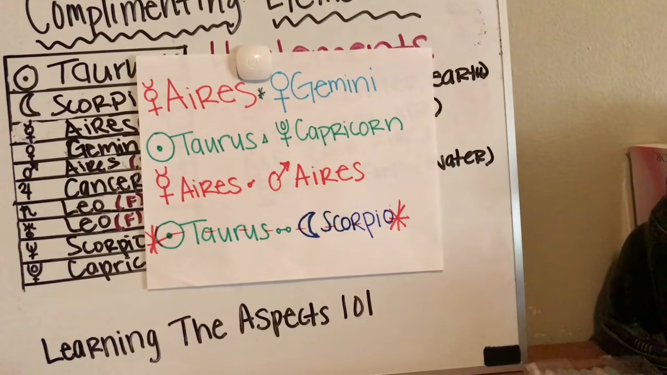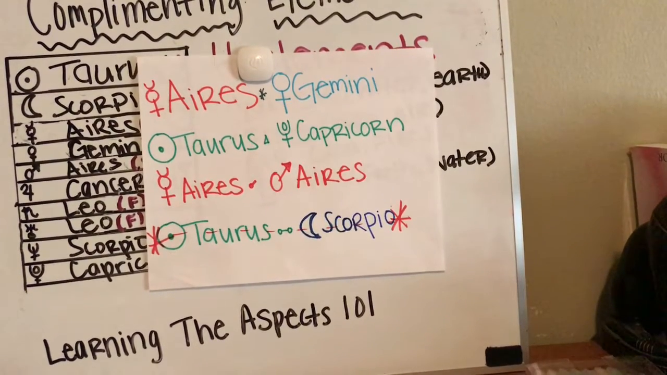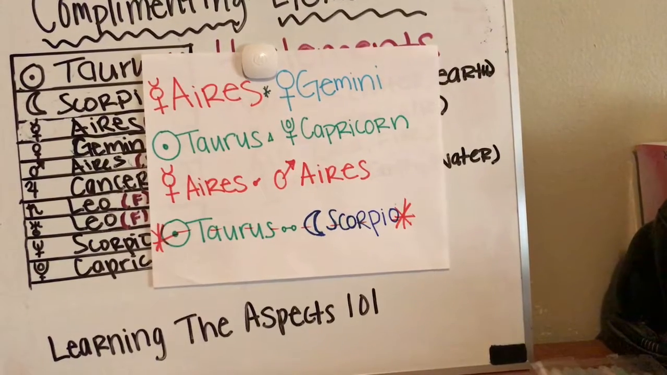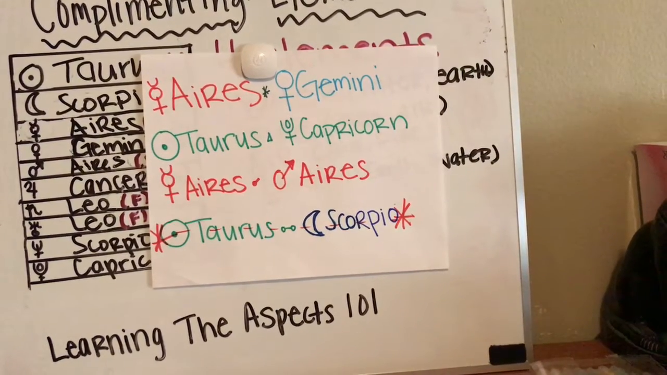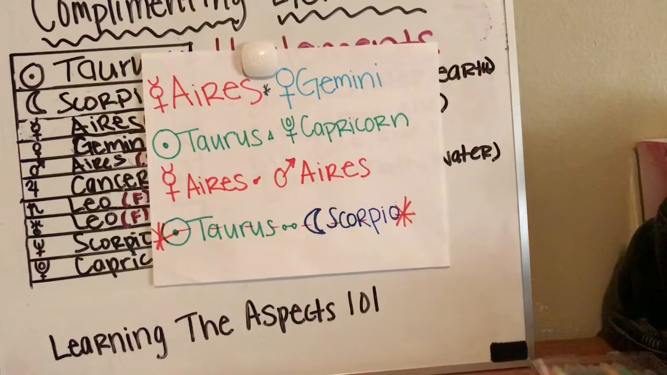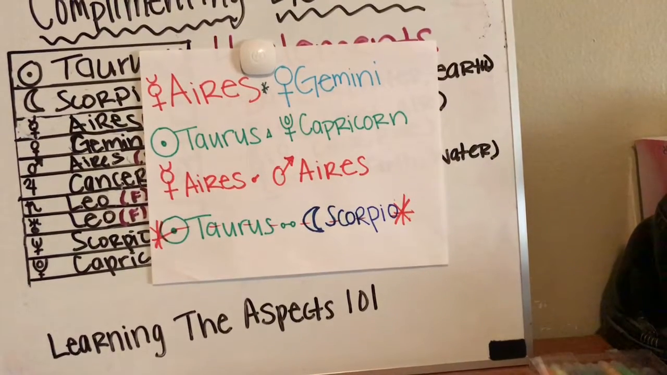So I hope that this helped out some of you. Like I said, this is a very short and sweet tutorial about finding the relationships using the elements. And like I said, this is just a quick and simple way.